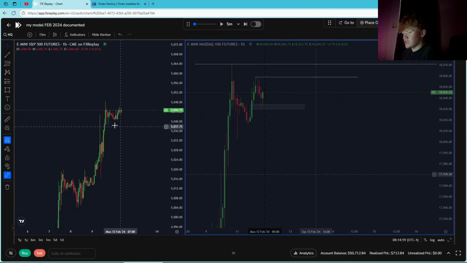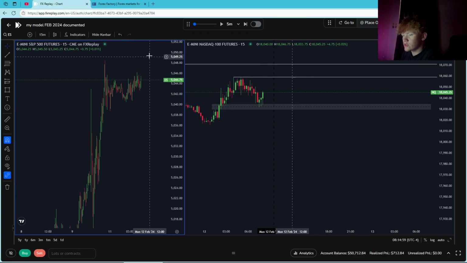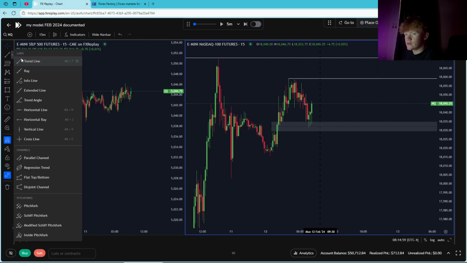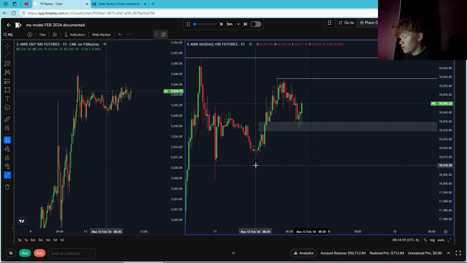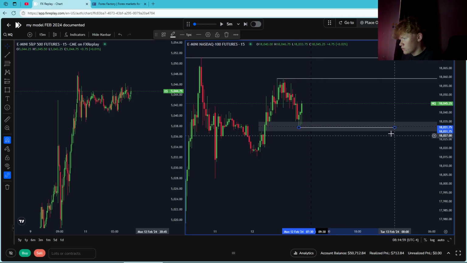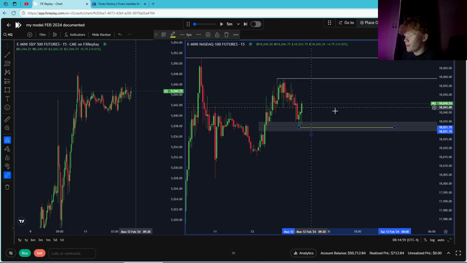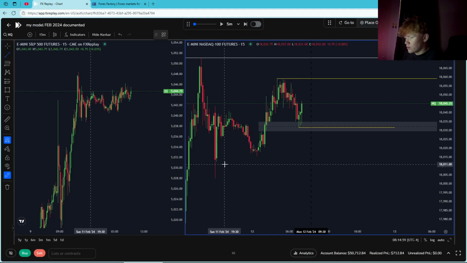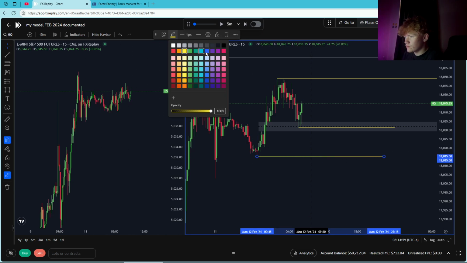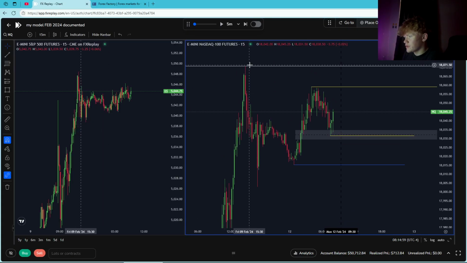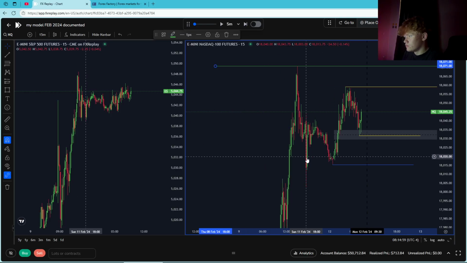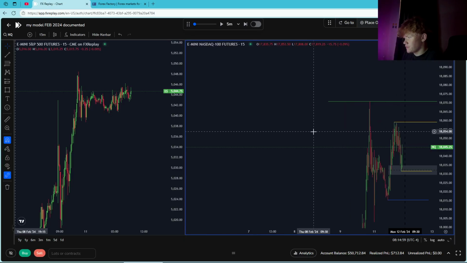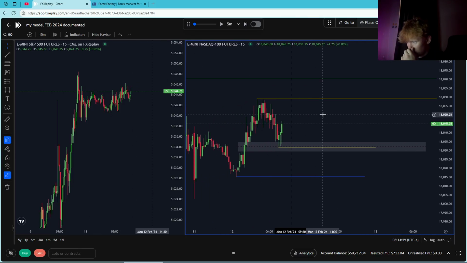Alright. Let's mark out some session highs and session lows. So this looks an awful lot like London low. This looks an awful lot like London high. Asia low. Previous day high. And we'll deal with previous day low if it gets to that. Yeah, let's get right into it.